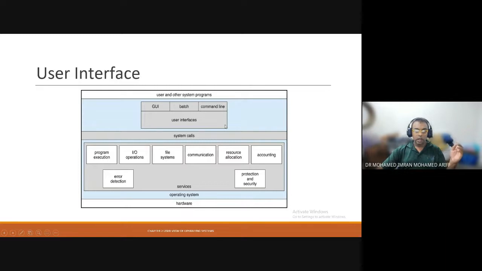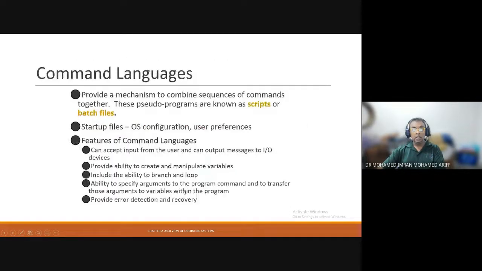Okay. So how does it work? Basically for the GUI, when you double click, the GUI will call the system call, and then the system call will call the services. So in the command line interface, you type in the command, it will call the system call and the services. So who does all of this is the operating system. Okay, so the operating system will execute these commands.